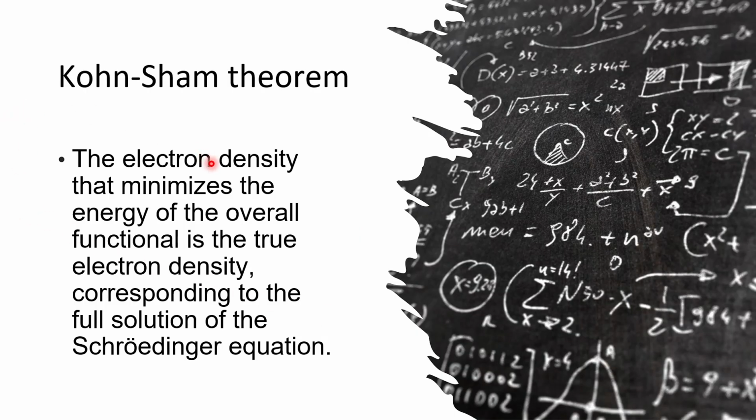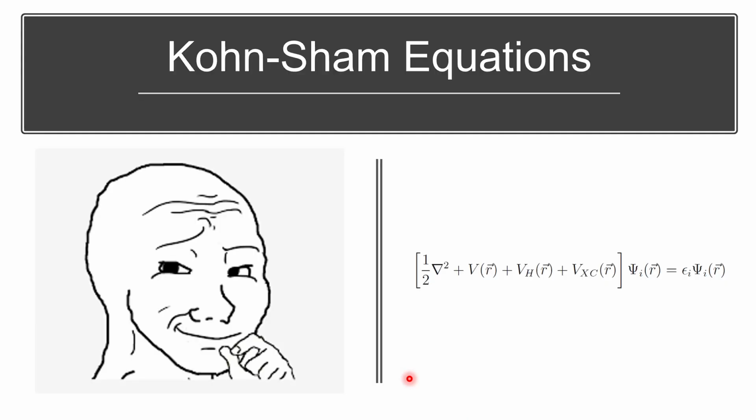We have our Kohn-Sham theorem. The electron density that minimizes the energy of the overall functional is the true electron density, corresponding to the full solution of the Schrödinger equation. So with those two, we have our DFT. Here we have our Kohn-Sham equations. So we have minus 1/2 Laplacian plus V_R plus V_H plus V_XC, which is just the Vs, operated on the wave function, then it should yield the minimized energy.